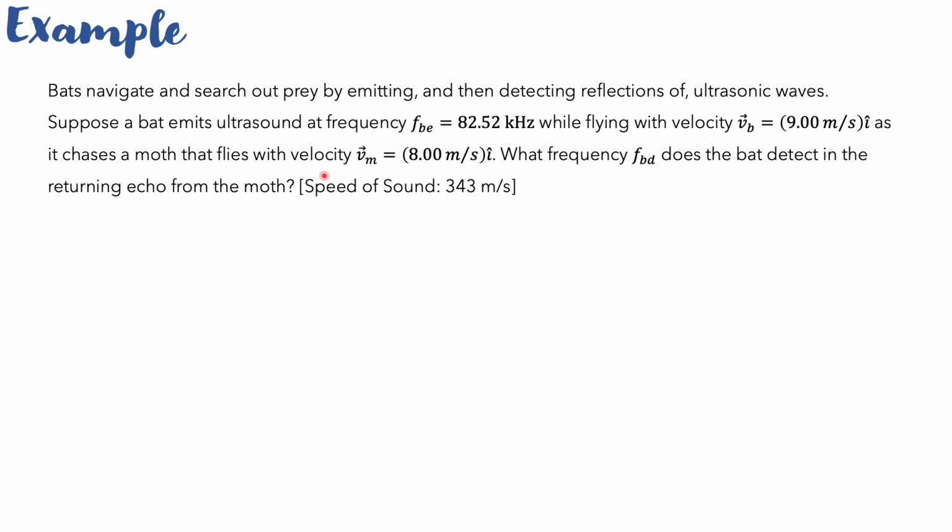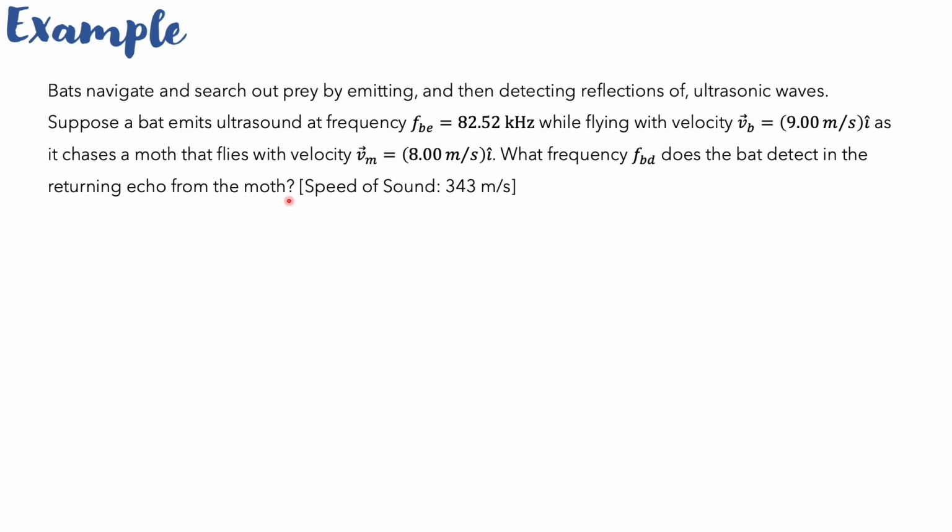Okay, the moth is flying with this velocity Vm, 8.00 meters per second, also in the same direction. So the bat and the moth are both moving in the same direction but with different velocities. The bat is moving with 9 meters per second and the moth is moving with 8 meters per second. What frequency fBD, after reflection, should be the one that is detected by the bat. This fBE is the one emitted by the bat and fBD means the one that is detected by the bat. Does the bat detect the returning echo from the moth?